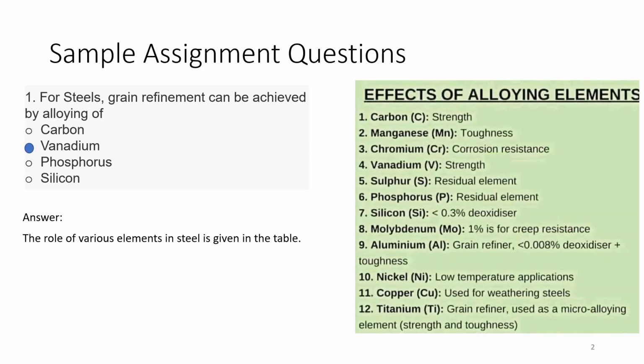Chromium is used for improving corrosion resistance because chromium forms a chromium oxide layer. So this oxide layer is impervious and doesn't let any further oxidation.